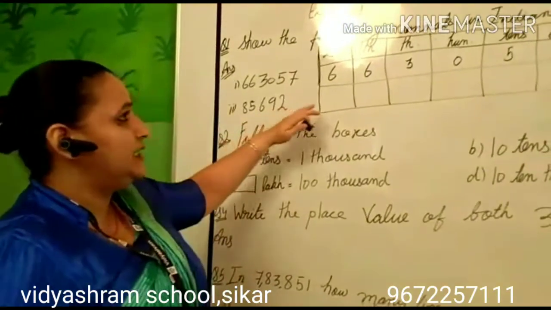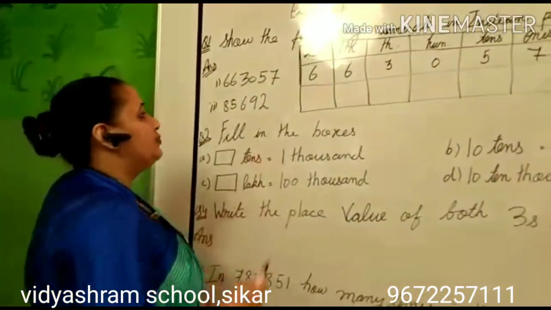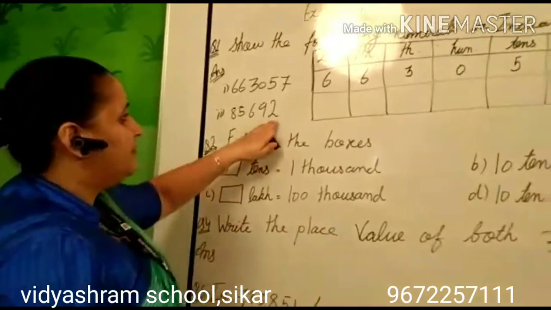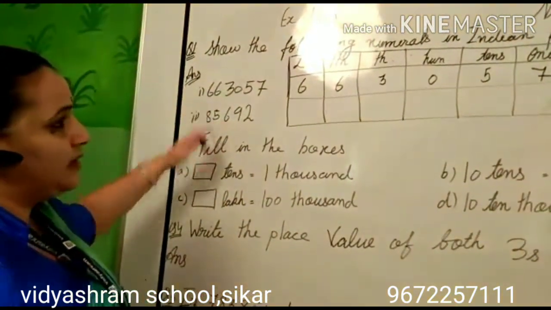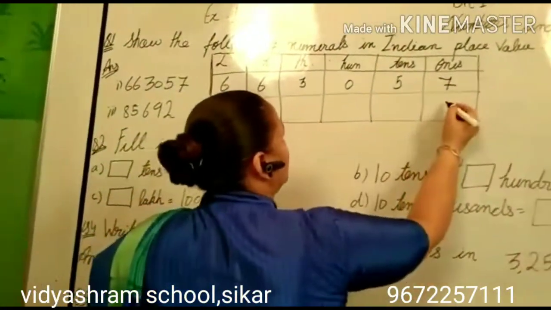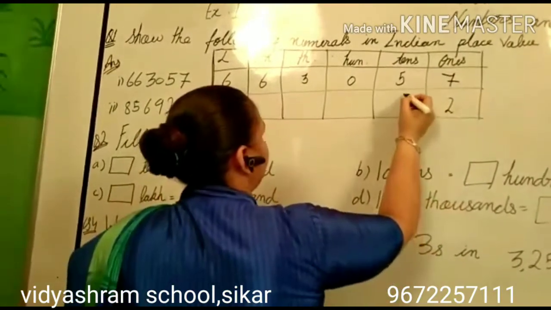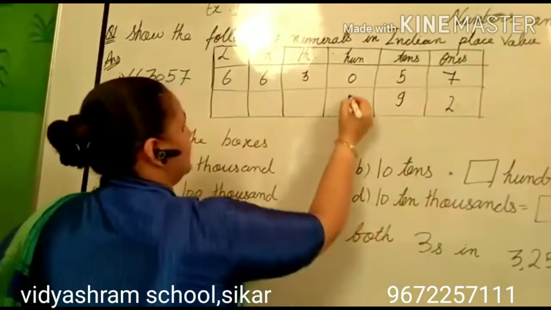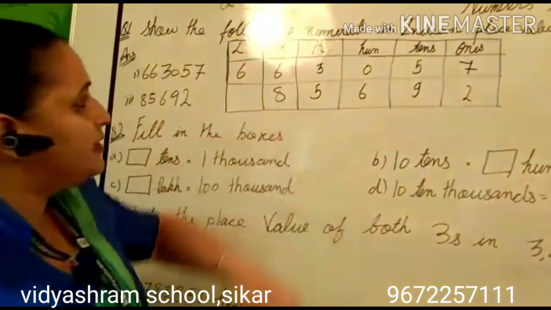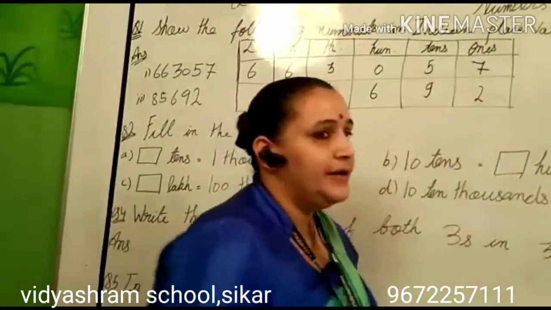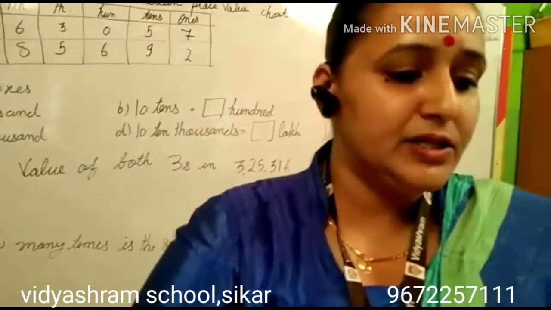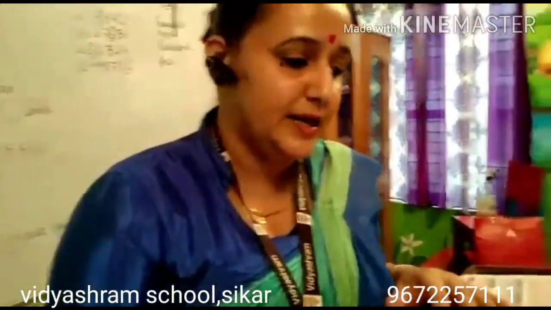Now, one second, I will show you how to do one more: 29658. The 2 is at the place of ten thousands, and the other places are ones, tens, hundreds and thousands. The chart is there as usual, so we have to put the commas in it: 29,658. It's done.